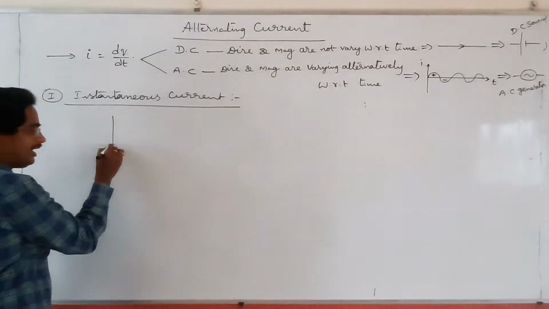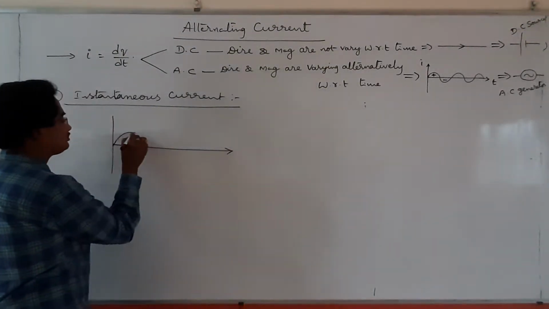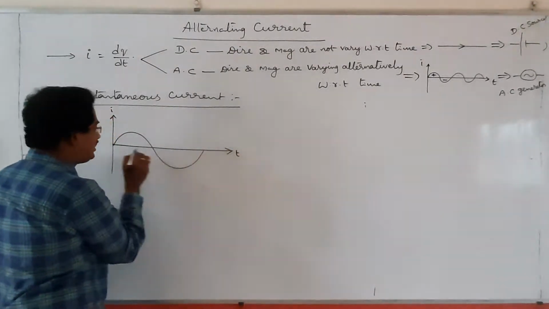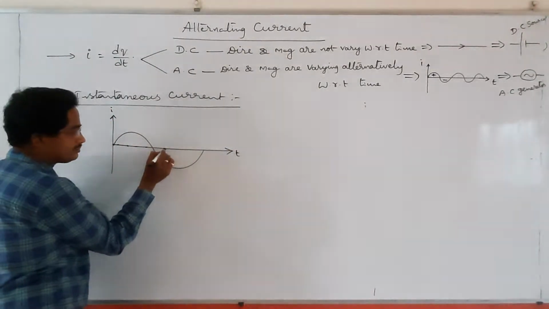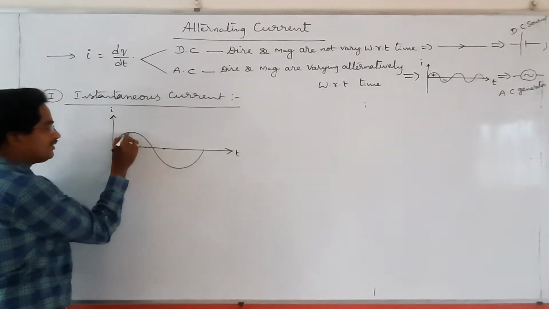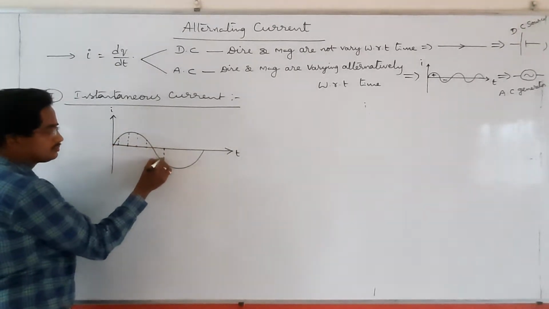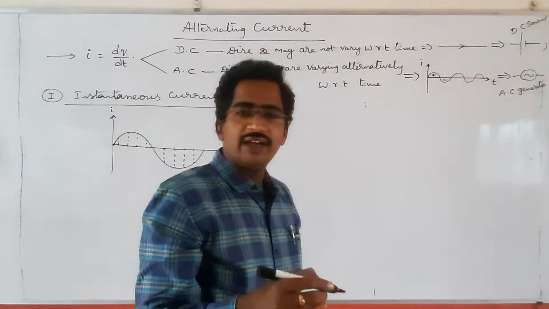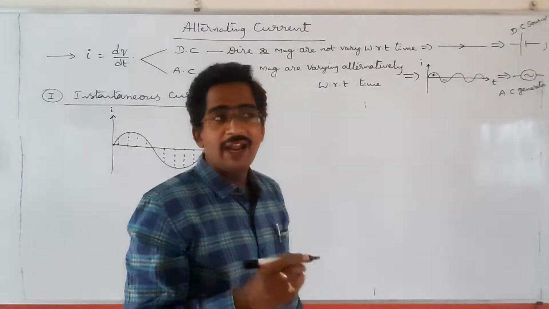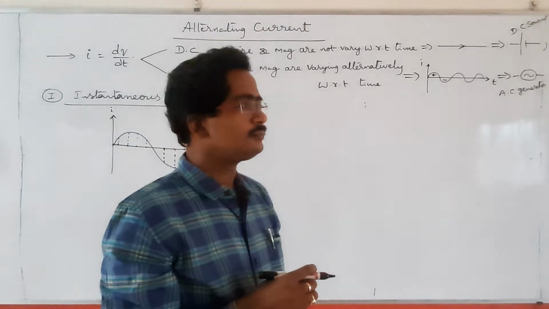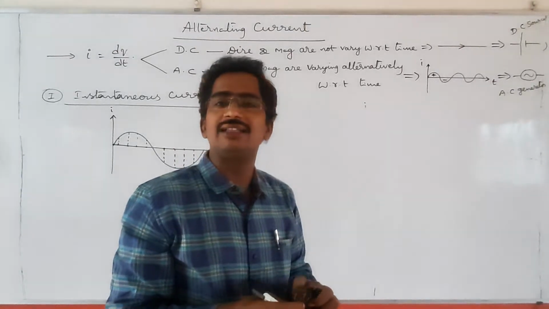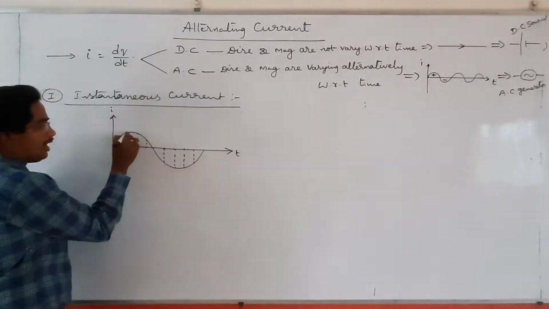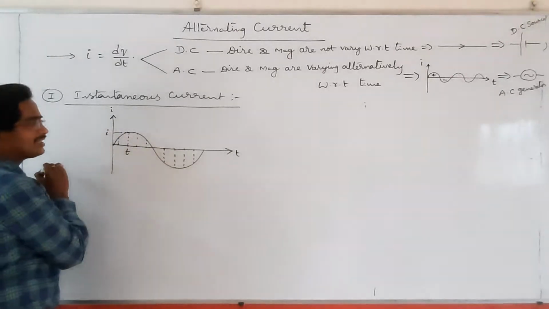For example, if you have an AC cycle, there you are observing the current value varying from instant to instant. Here the current value is this much, here the current value is this much. Like that, the current value varies from time to time. At a particular instant of time, whatever the current value, that is called instantaneous current. So at a particular time of t seconds, the current at that instant is called instantaneous current.